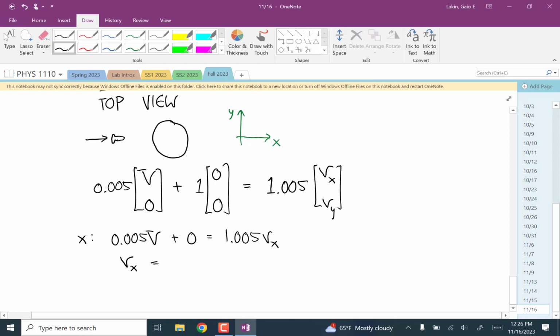So 0.005 divided by 1.005, and we get Vx is equal to 0.00497 times capital V. Do you see how that works?